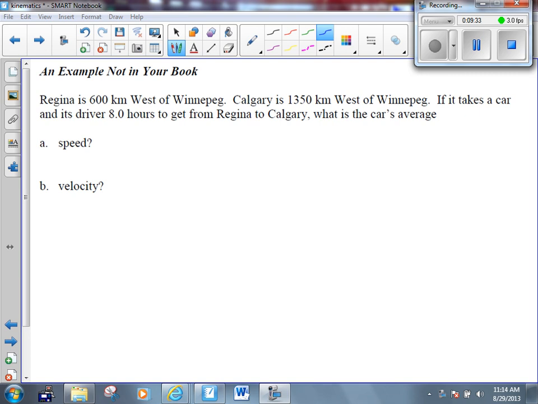The givens in this question, what we have given to us. It says Regina is 600 kilometers west of Winnipeg. Is that a displacement or is that a position? Is that how far Regina has traveled, or is that where Regina is? It's a position, right? Regina hasn't gone anywhere. Okay, some people wish it would, but it hasn't gone anywhere. It's exactly where it was yesterday and the day before and the day before that. Okay? It is 600 kilometers west of Winnipeg.